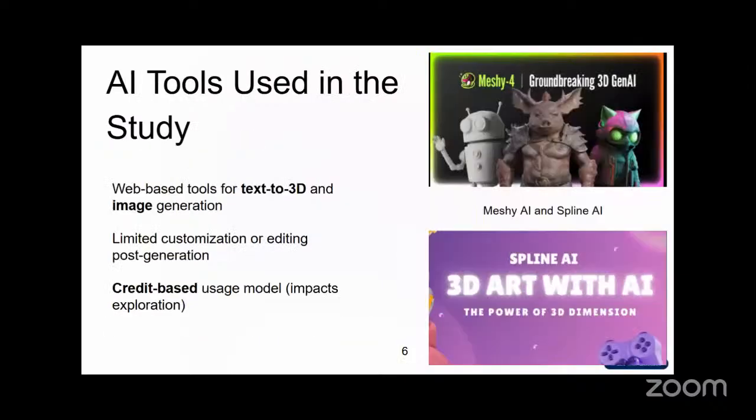To do this, we are using two AI tools known as Meshy AI and Spline AI. Meshy and Spline work with text or image input to generate 3D models. But Meshy limits what users can do afterwards and uses a credit system, so every generation costs something. Spline, on the other hand, is a more interactive canvas where you can click, move, and tweak objects with AI support. These tools help us see how users behave under different constraints and freedom.